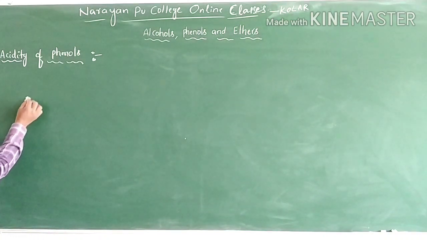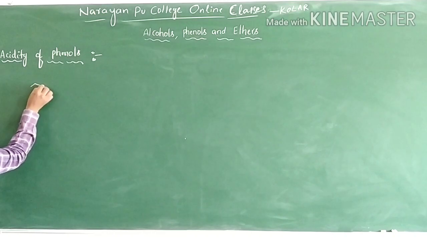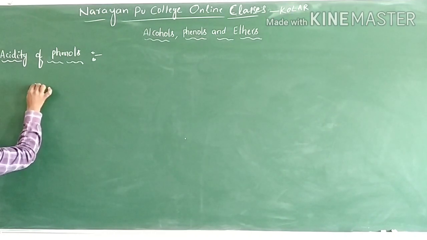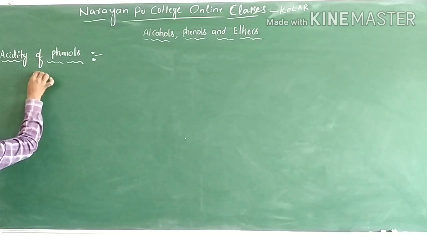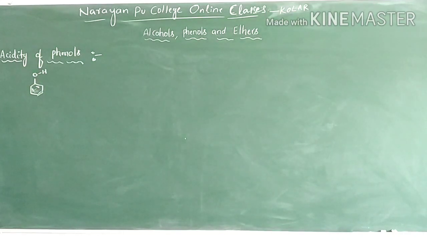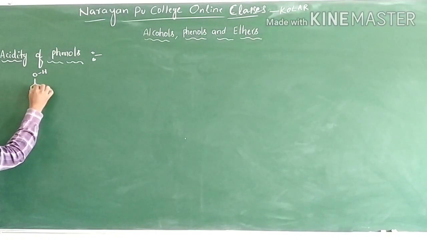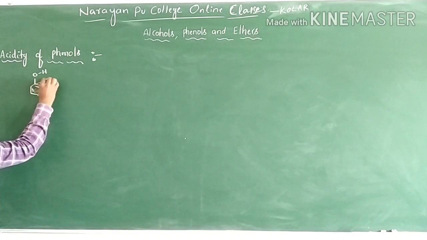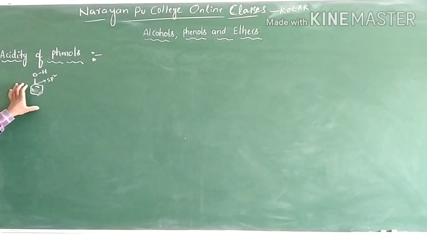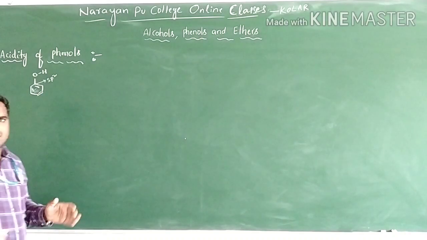Do you know the phenol formula? The structure of phenol is a benzene ring with an OH group attached. This is called phenol. As you know, the OH is attached to an sp2 carbon. It is attached to which carbon? An sp2 carbon. That's why, you know the electronegativity order.